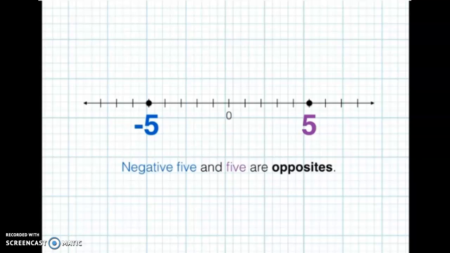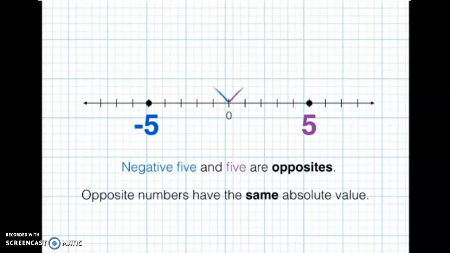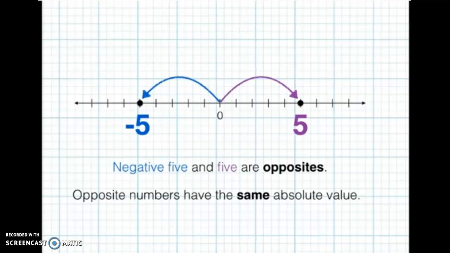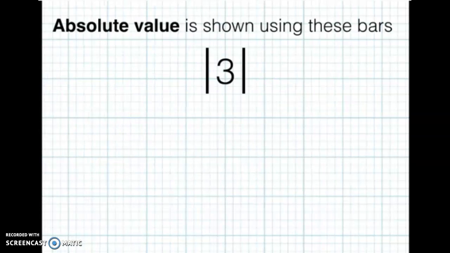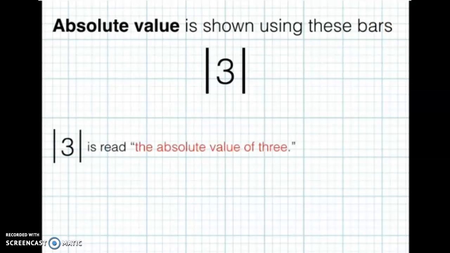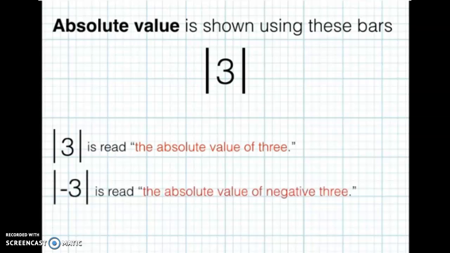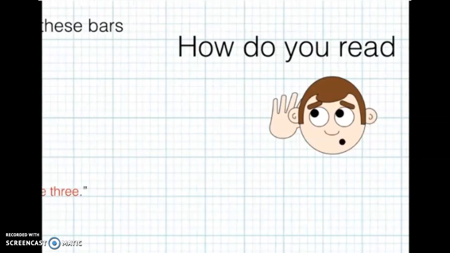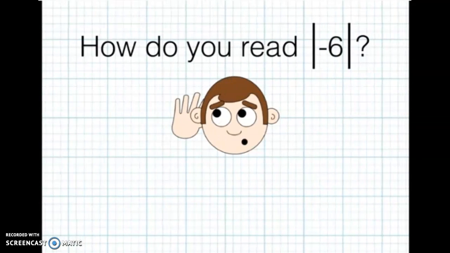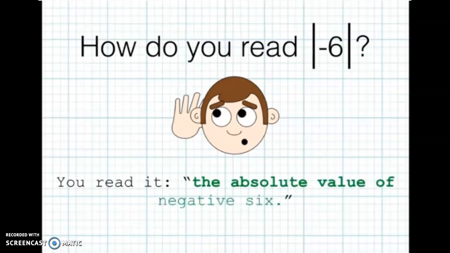We say negative 5 and 5 are opposites. Opposite numbers have the same absolute value. Absolute value is shown using these bars. So this is read the absolute value of 3. And this is read the absolute value of negative 3. That's right. You read it the absolute value of negative 6.